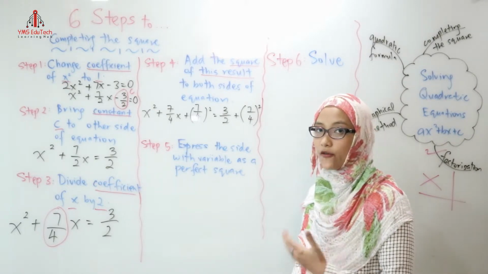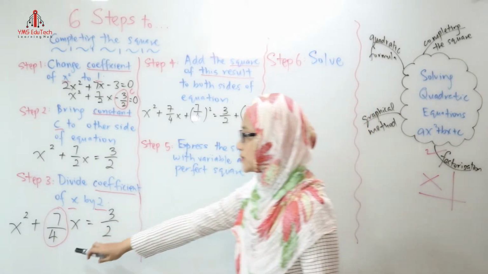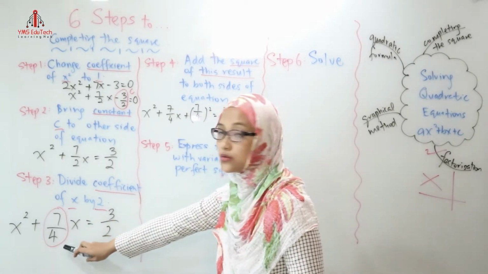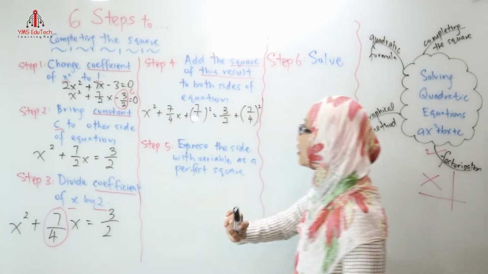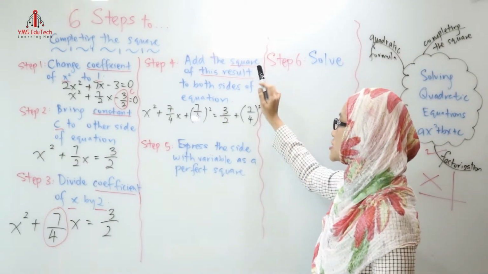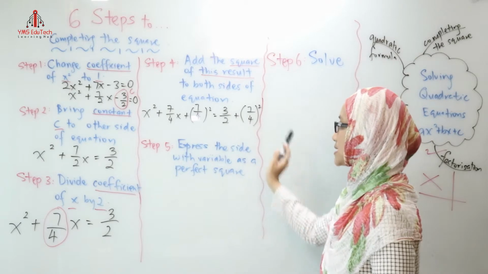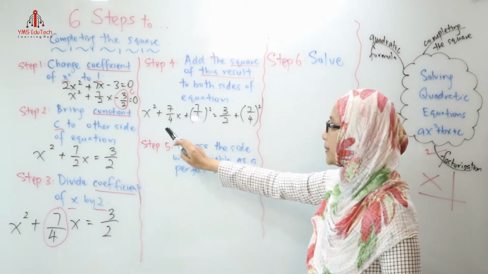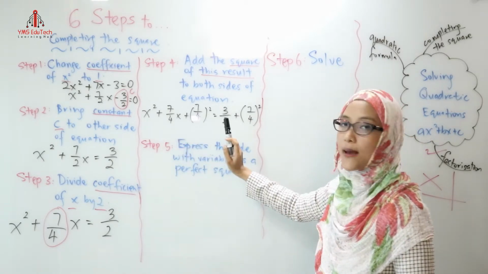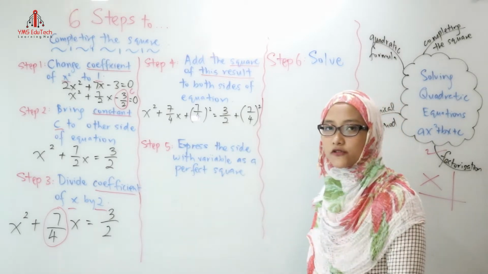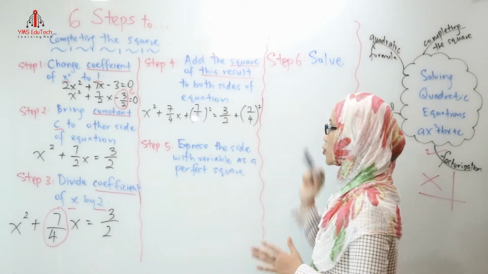So that is step 4. I repeat. From step 3, we have divided the coefficient of x by 2. So we got 7 out of 4. So in step 4, we must square the result, which is the 7 out of 4, and add to both sides. So I will have x squared plus 7 out of 4x plus (7 out of 4) squared is equals to 3 out of 2 plus (7 out of 4) squared.